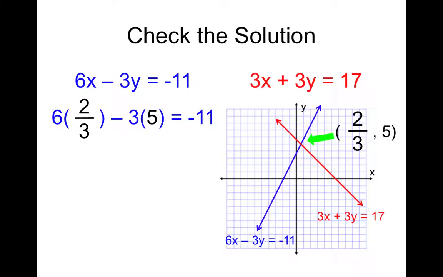6 times 2/3 is 4, and -3 times 5 is -15, and then 4 minus 15 is -11. So we know that our solution works.